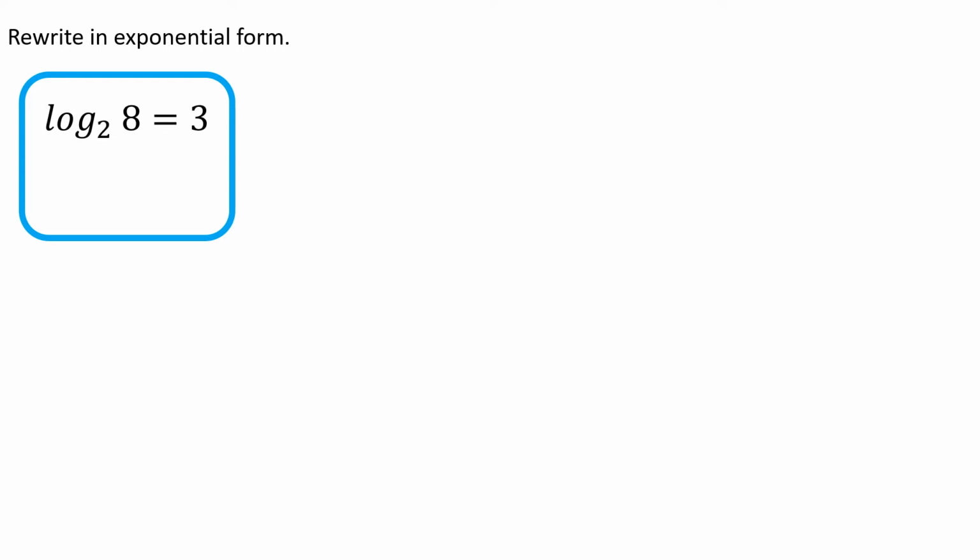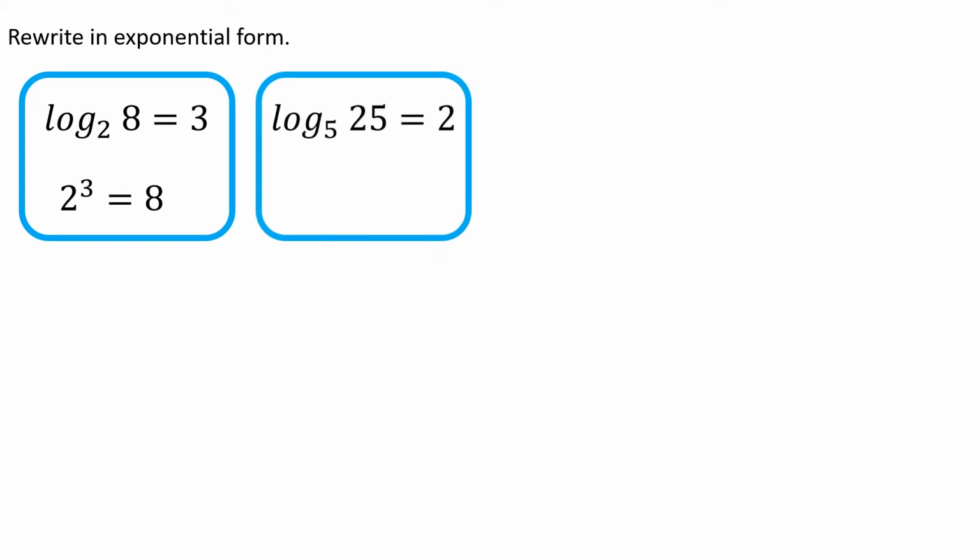Well, the base is 2. The exponent is 3. So I need 2 to the third power equals 8. And of course, that's a true statement. 2 times 2 times 2 does equal 8. What if I've got log base 5 of 25 equals 2? Remember, you can always pause the video if you want to try to figure it out before I reveal an answer. Well, the base is 5, the exponent is 2, and sure enough, 5 to the second power is equal to 25.